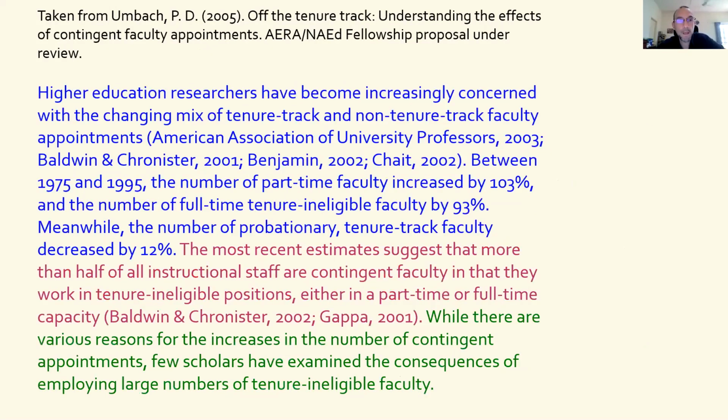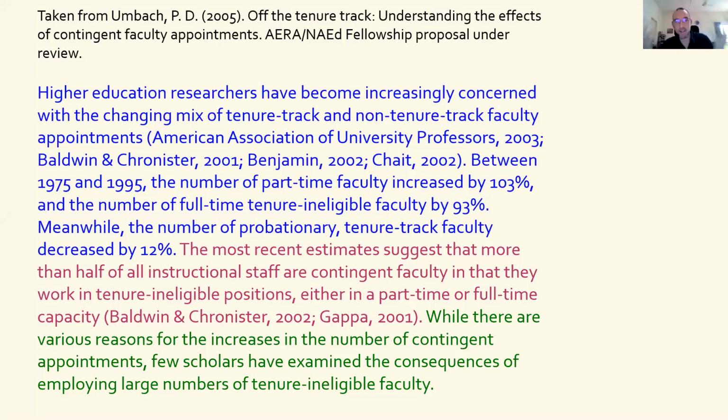Okay, one more here. This is called Off the Tenure Track: Understanding the Effects of Contingent Faculty Appointments. Okay, a contingent faculty appointment means like a part-time lecturer in Malaysia. Okay, why are universities hiring so many part-time lecturers? Basically, is what this study is about. Higher education researchers have become increasingly concerned with the changing mix of tenure track and non-tenure track faculty appointments. Between 1975 and 1995, the number of part-time faculty increased by 103%, and the number of full-time tenure ineligible faculty by 93%. Meanwhile, the number of probationary tenure track faculty decreased by 12%.